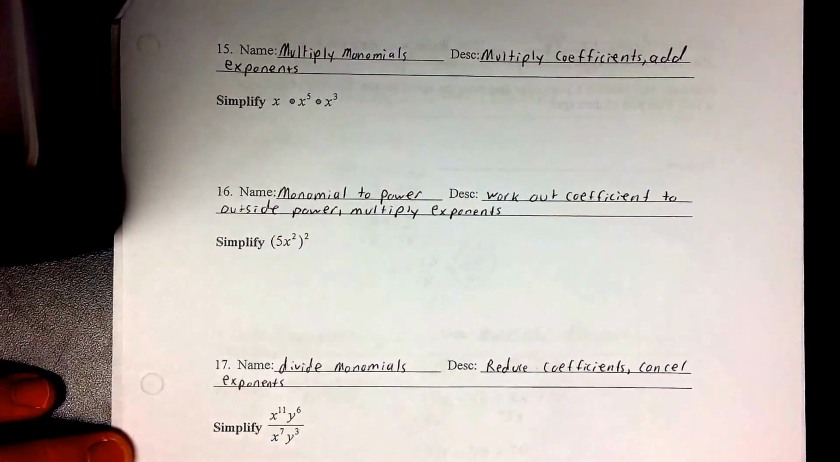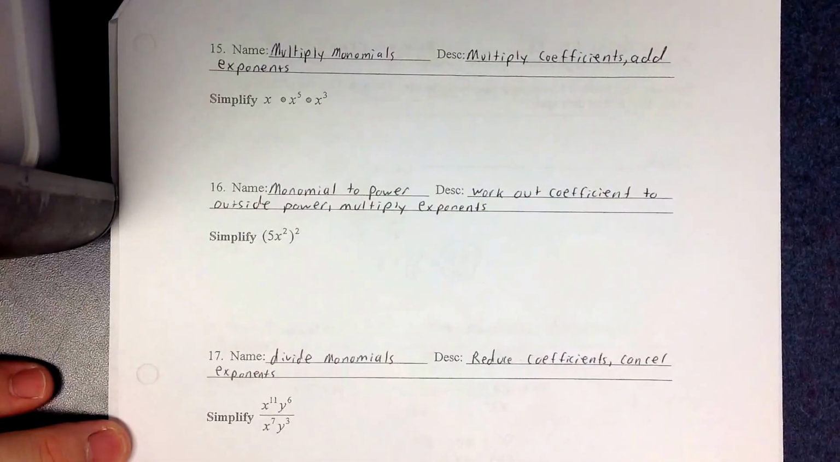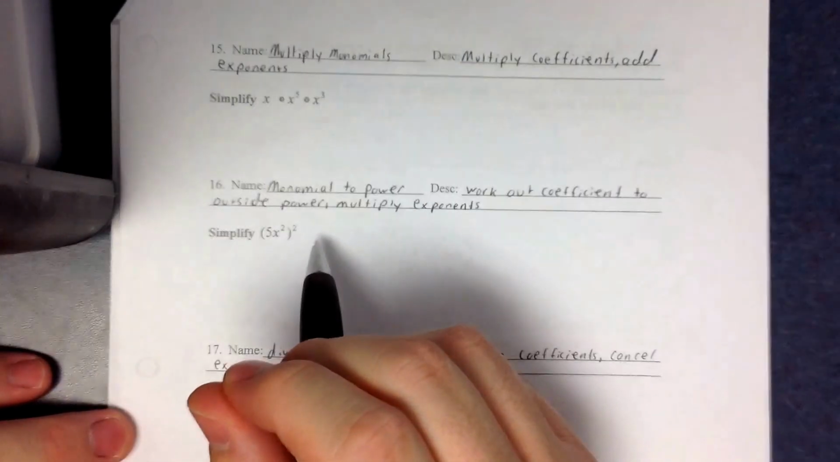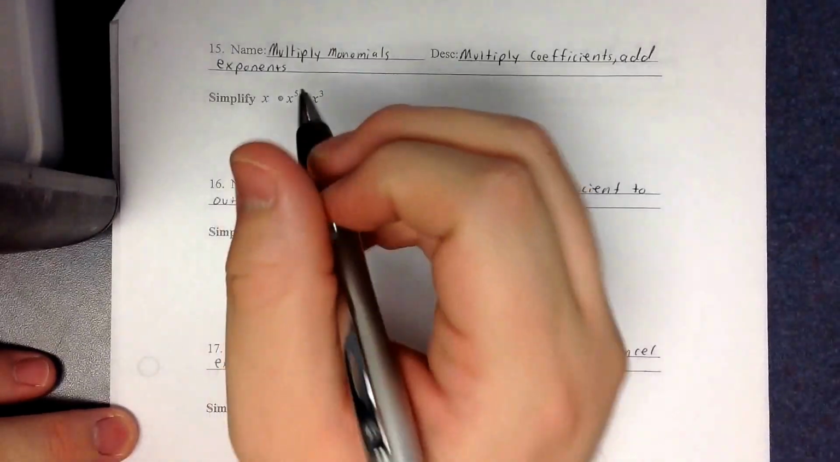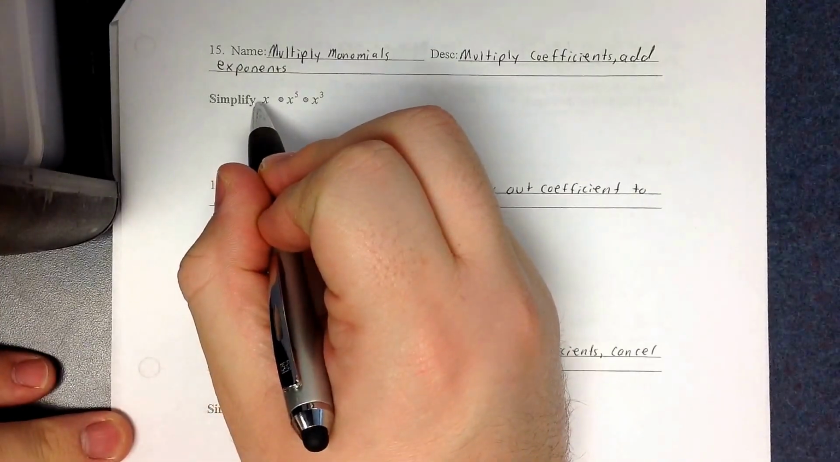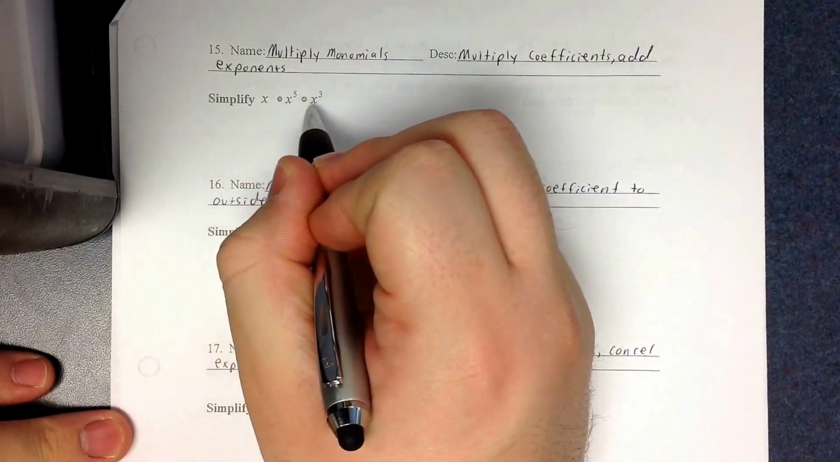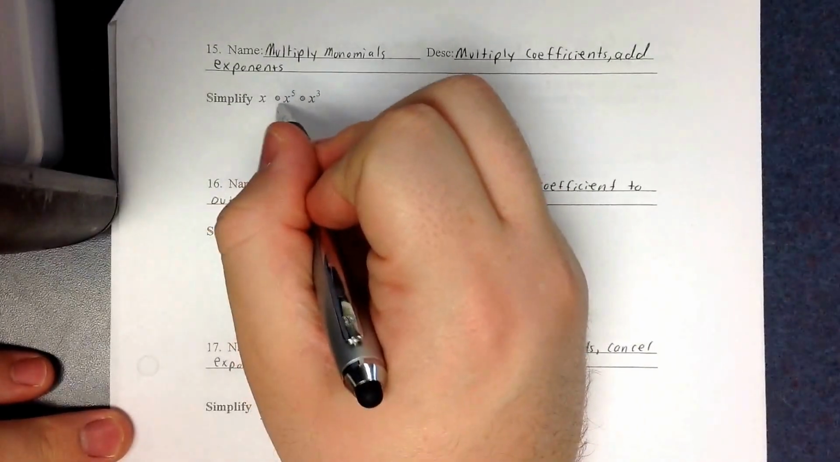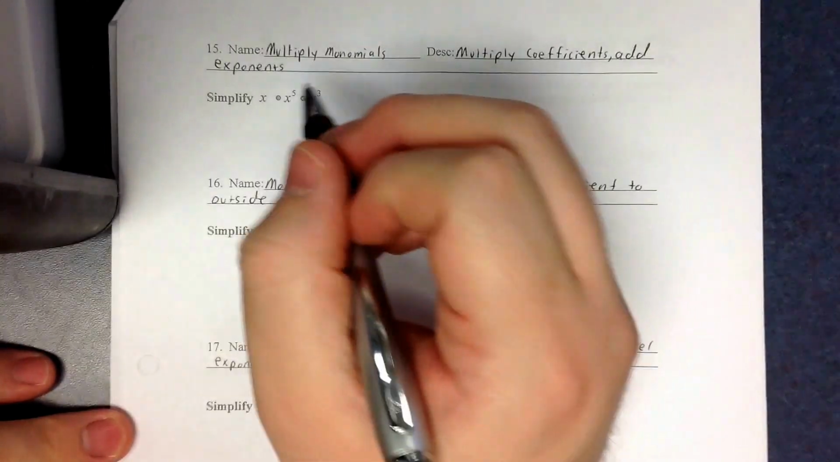Okay, 15. Simplify x times x to the fifth times x to the third. So we're multiplying monomials together. We want to multiply the coefficients and add the exponents. Again, the coefficients are the numbers in front of these variables, which all happen to be 1. So 1 times 1 times 1 is still 1.